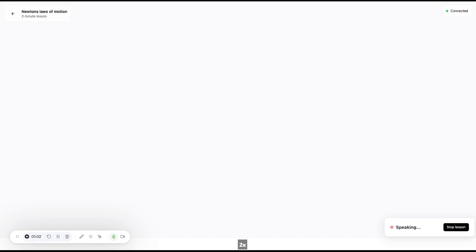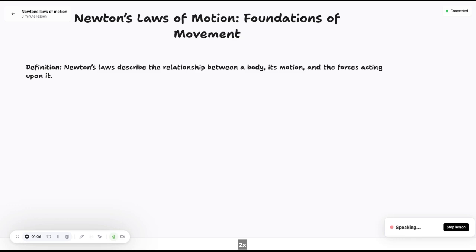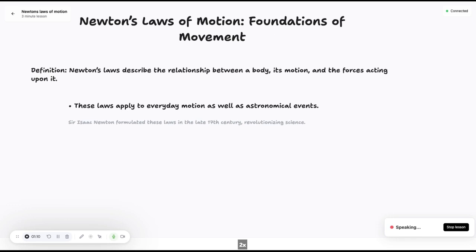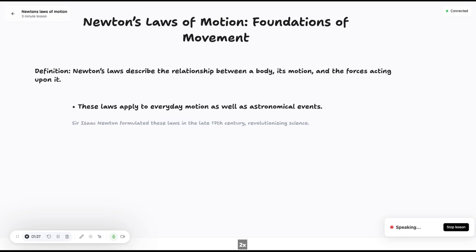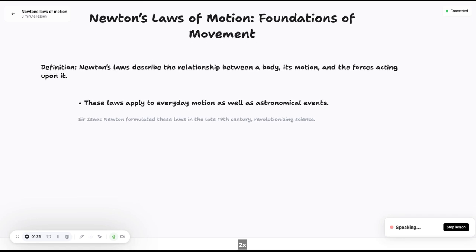Newton's laws of motion are the foundation of how we understand movement, whether it's a soccer ball rolling across the field or planets orbiting the sun. These laws describe the relationship between an object, its motion, and the forces acting upon it. They're so fundamental that they help explain both everyday events and astonishing astronomical phenomena. Sir Isaac Newton formulated these laws in the late 17th century, which truly revolutionized science and our view of the universe. You can see a summary and key points about this on the whiteboard. Any questions about this introduction?